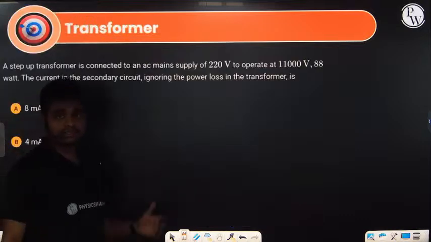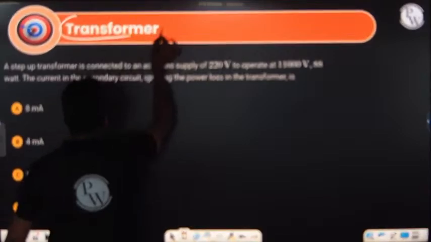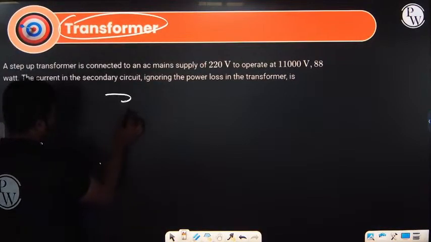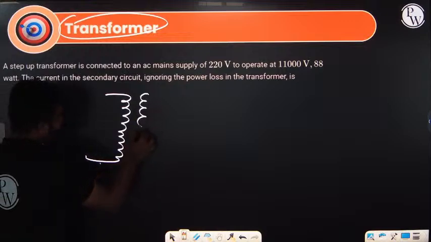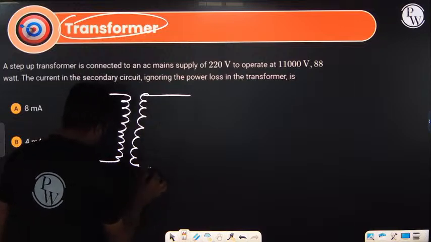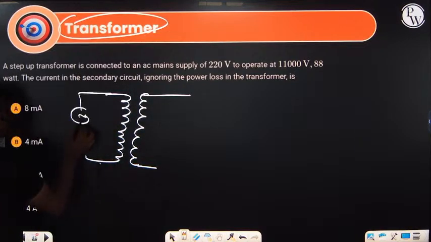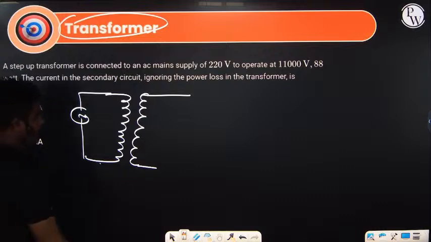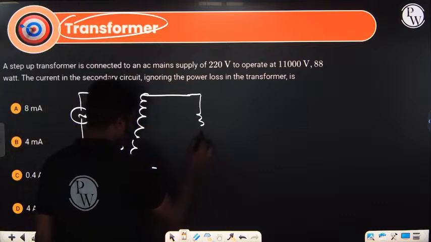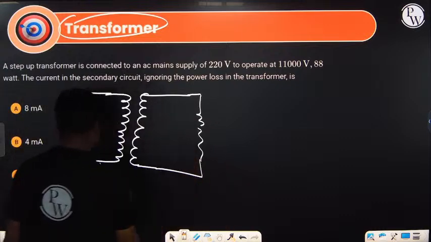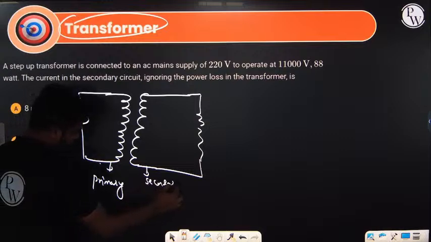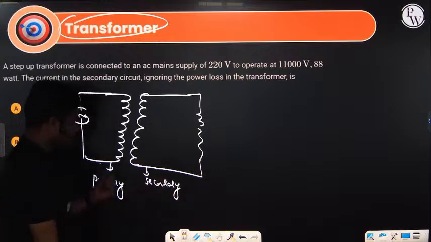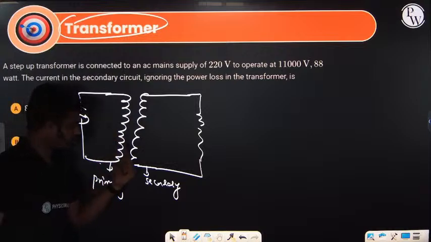Okay, the last topic is the transformer. A transformer has two coils. One coil this way we call the primary coil, and the second coil this way we call the secondary coil. This is where the AC input is fed into the transformer, and this is where the load is connected on the other side. This one is the primary circuit, and this is the secondary circuit. This one is the primary winding, and this is the secondary.